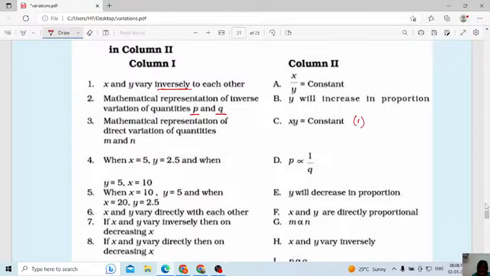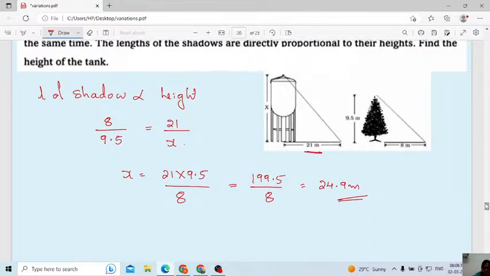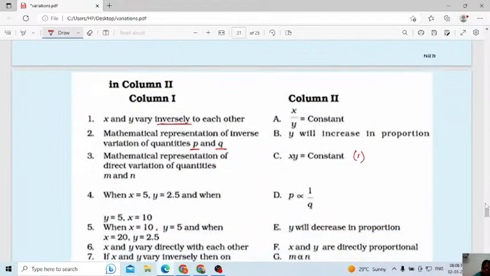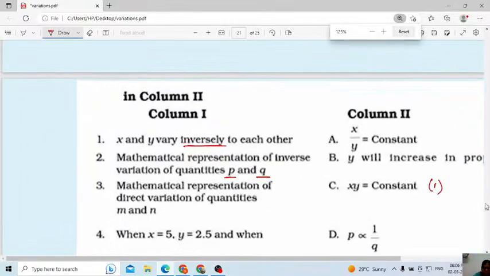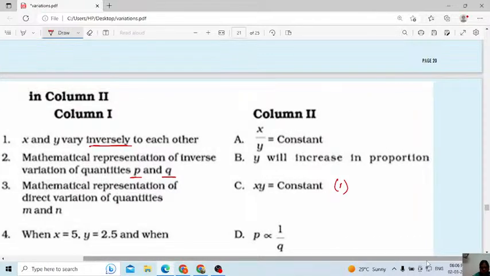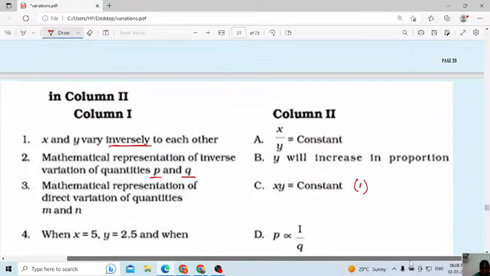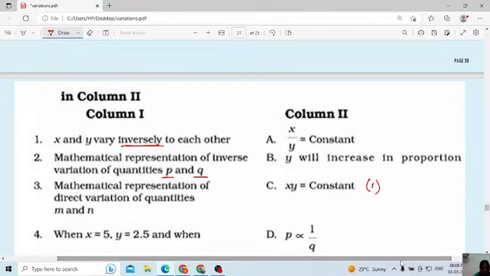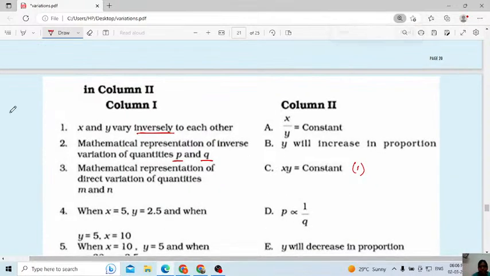Little blur, but not that much blur. Everyone is telling the answer, no? Shall I enlarge it a little? Okay. Can you see now? Can you observe now? What is the answer? Yes, now tell me. For the second one, P and Q are inversely proportional, so this is the second answer.